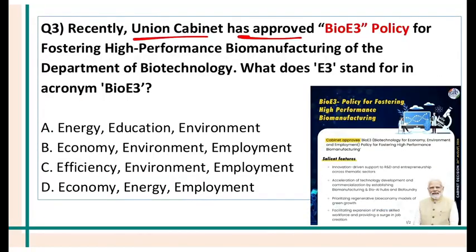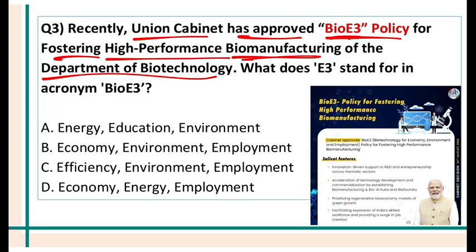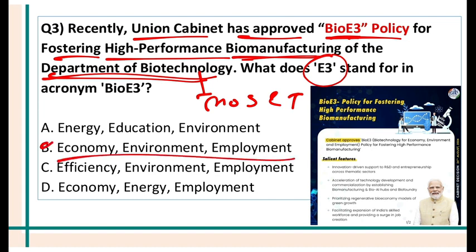Union Cabinet has approved the Bio E3 policy for fostering high performance biomanufacturing of the Department of Biotechnology. Now, Department of Biotechnology works under the Ministry of Science and Tech. What does E3 stand for in Bio E3? It is economy, environment and employment.